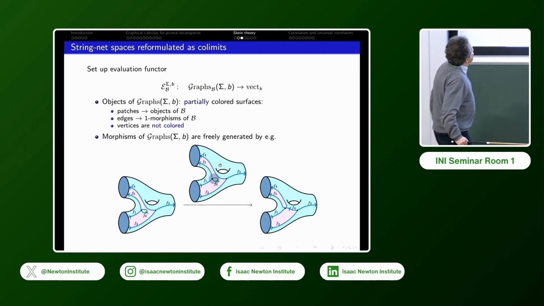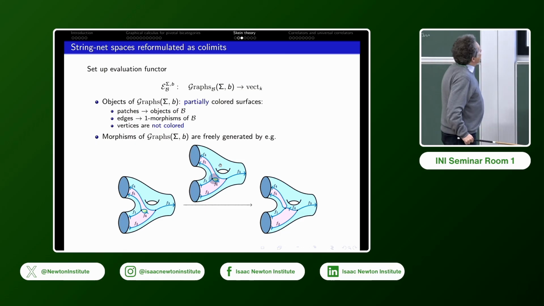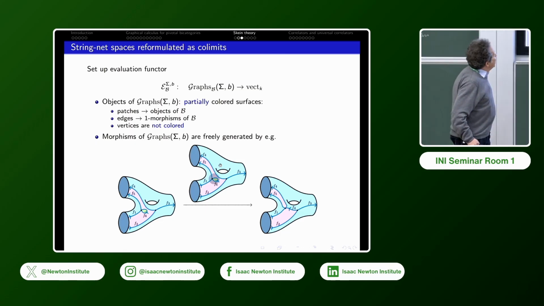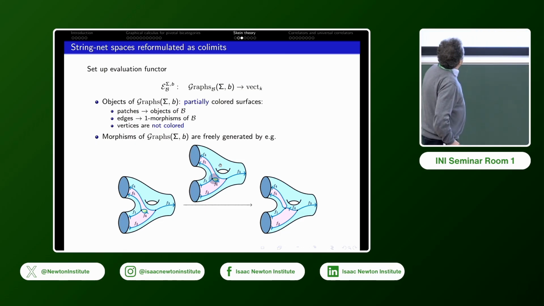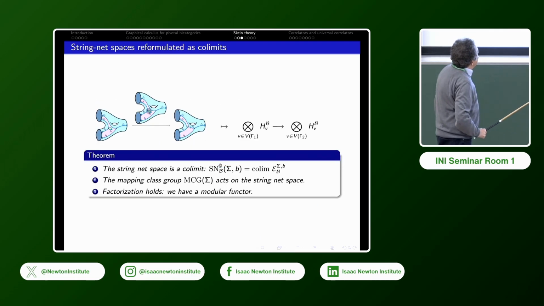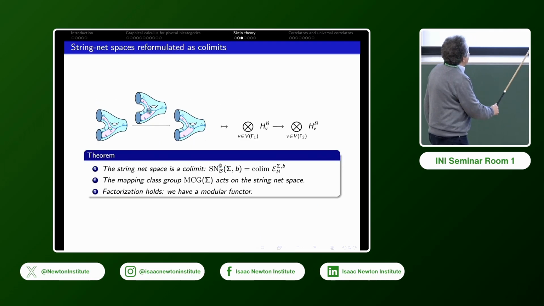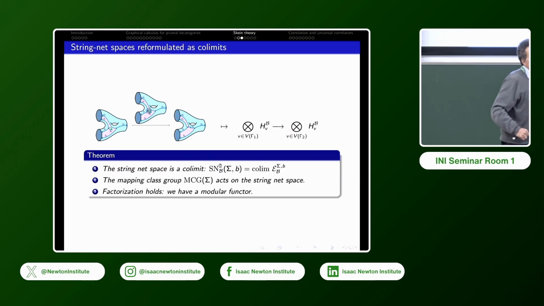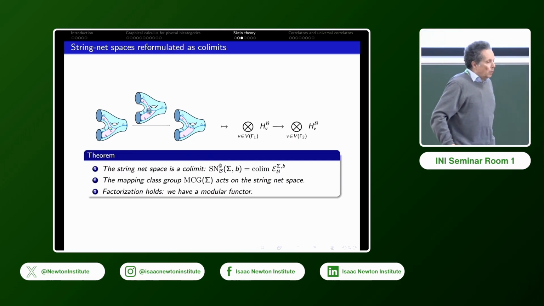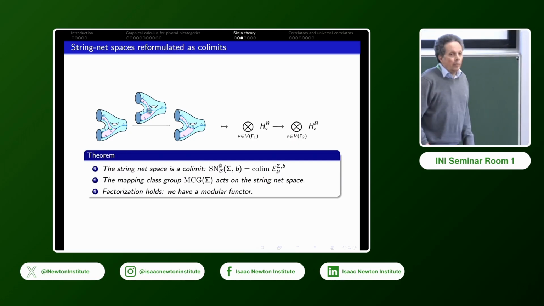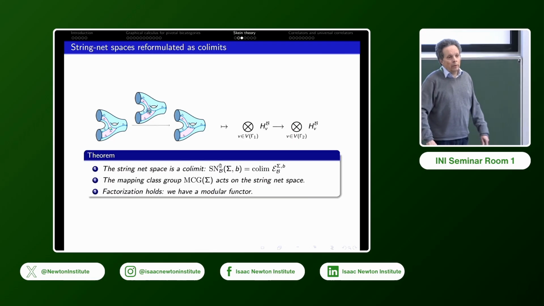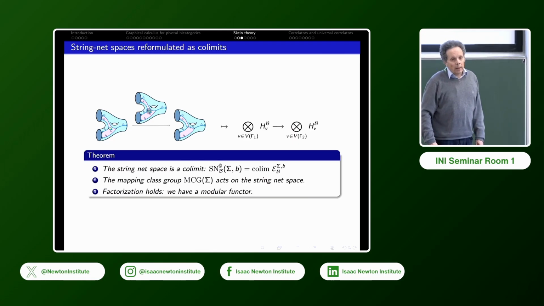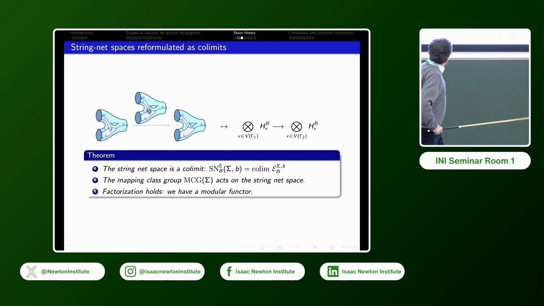Okay. So you can do this a bit more formally. You set up an evaluation functor, and then the string-net is actually a co-limit. So if you want to do this with some complex valued CFTs, which is something one wants to do in the future, you should replace this by a homotopy co-limit. So the formalism is already prepared for this.